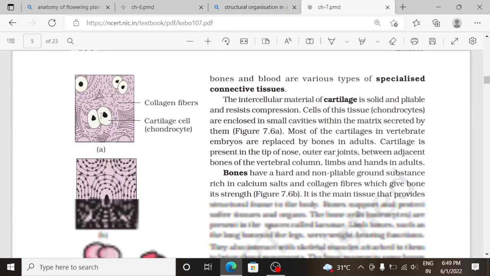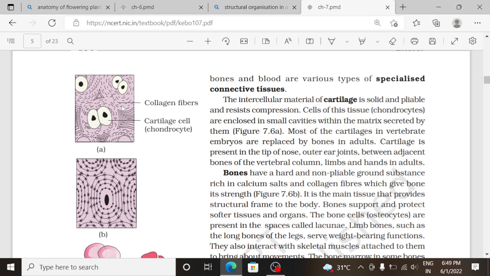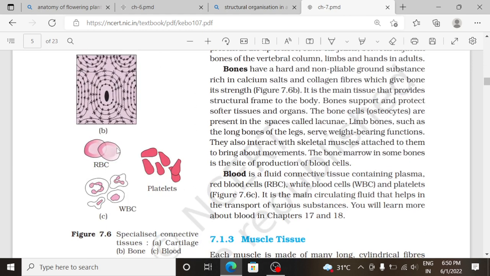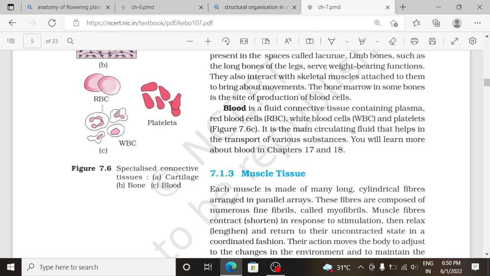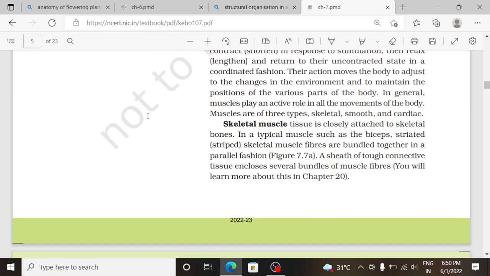First is the cartilage. This is the cartilage. You can see the collagen fibers, and this is the cartilage cell called chondrocyte. Second diagram is of the bone. You can see here, this is the bone, and third diagram is of the blood. Blood contains RBC, WBC, platelets. RBC, red blood cell, white blood cell, platelets.